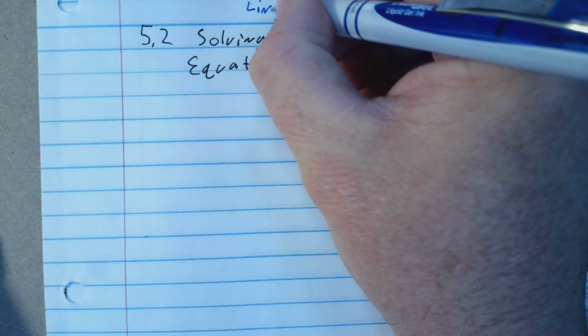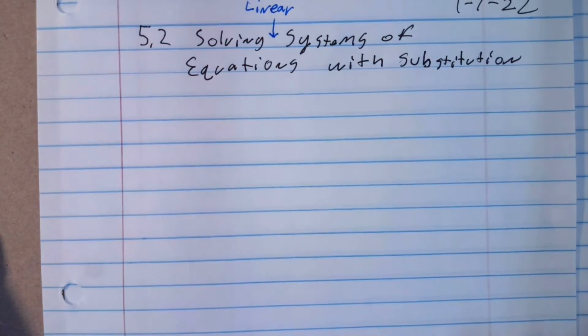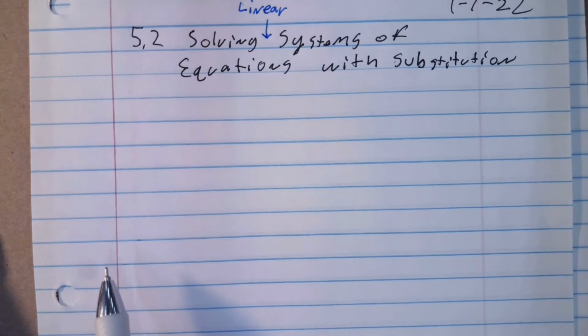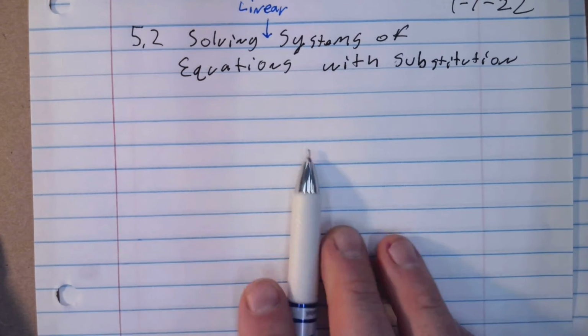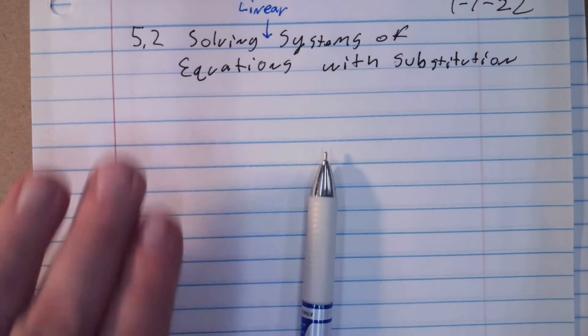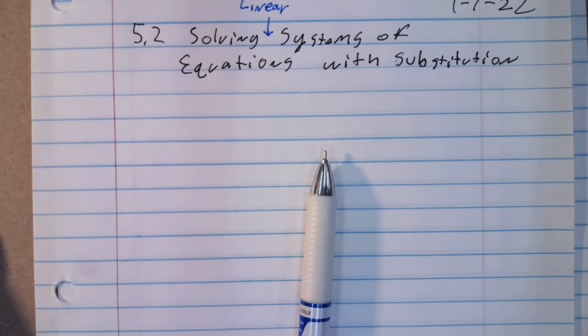The reason why I don't have it in the title is technically you can use this technique even if they're not linear. But in Algebra 1, we're only going to do linear. But it does work for nonlinear, and we're going to get into nonlinear after Chapter 5. Chapter 6 is when we start nonlinear.